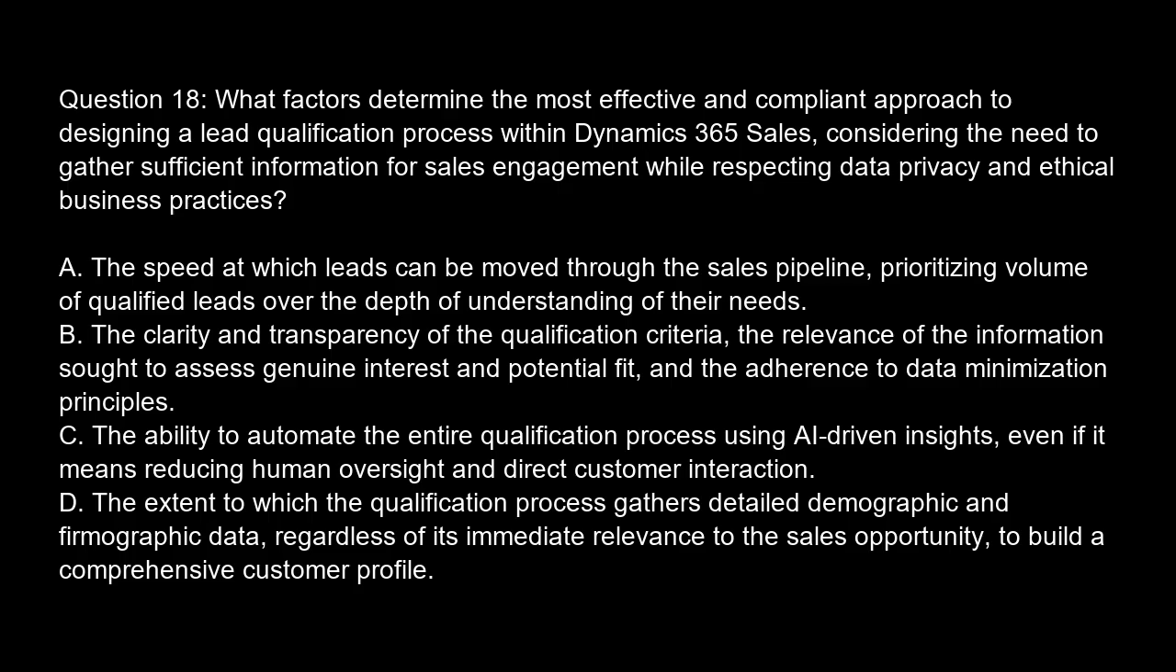Option C. The ability to automate the entire qualification process using AI-driven insights, even if it means reducing human oversight and direct customer interaction. Option D. The extent to which the qualification process gathers detailed demographic and firmographic data, regardless of its immediate relevance to the sales opportunity, to build a comprehensive customer profile.